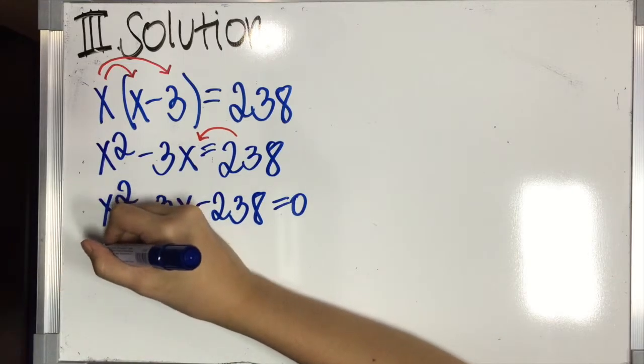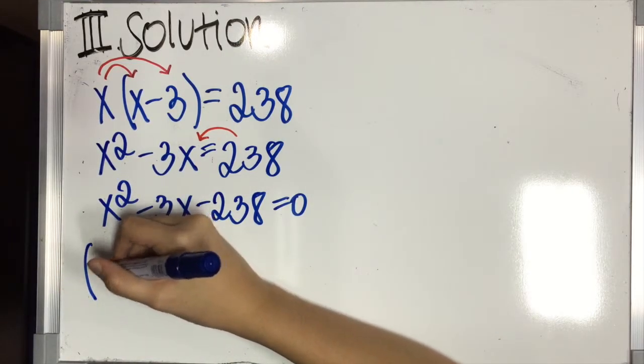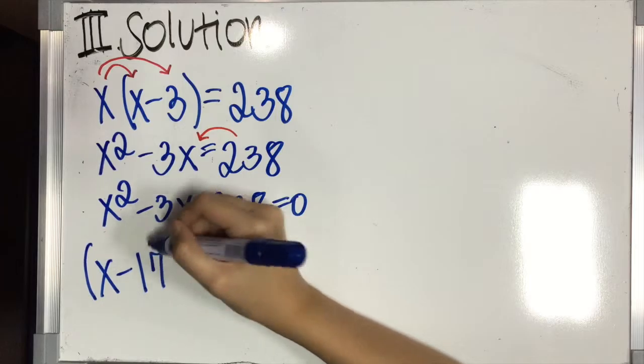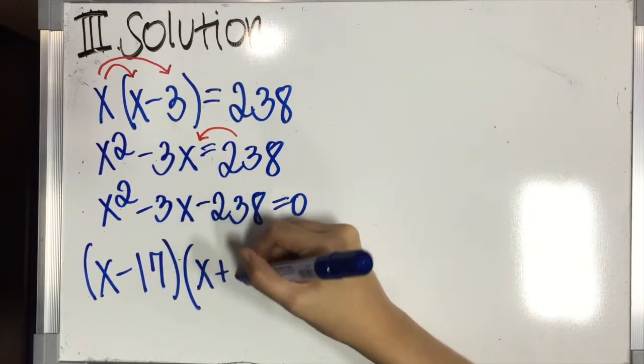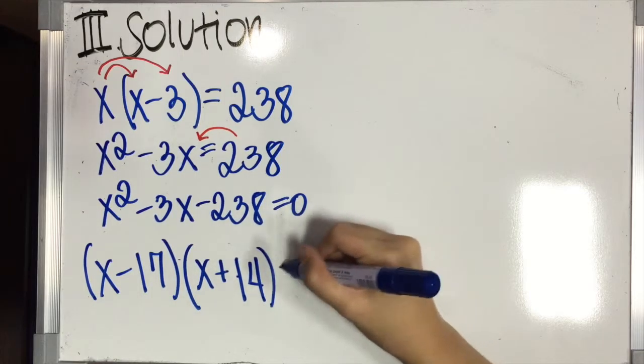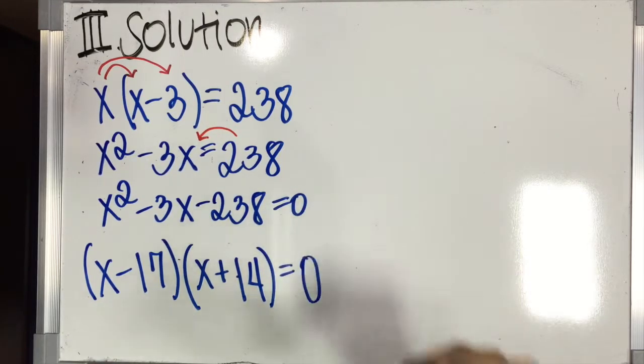Next, you look for the factors for this one. It's just trial and error, so you need a lot of time for this. We found out that the factors are x minus 17 and x plus 14 equal to 0.